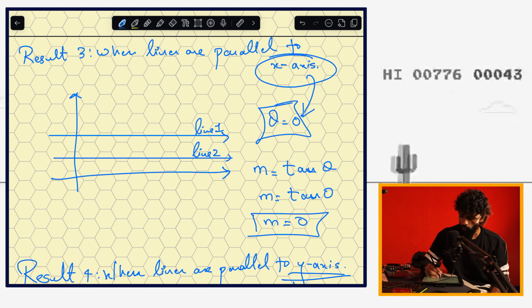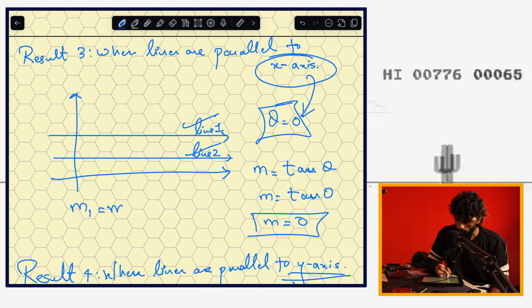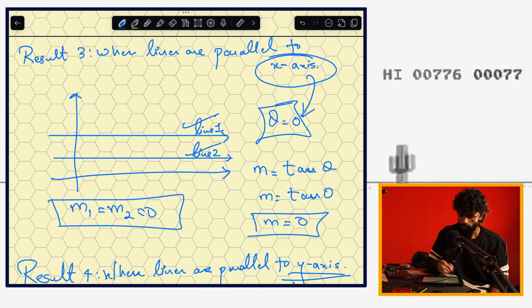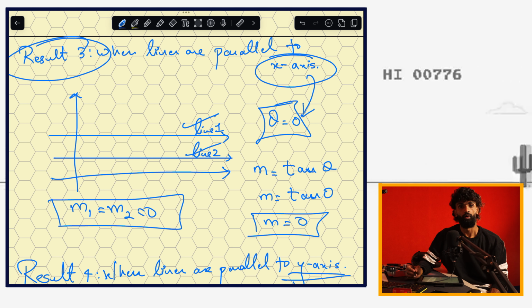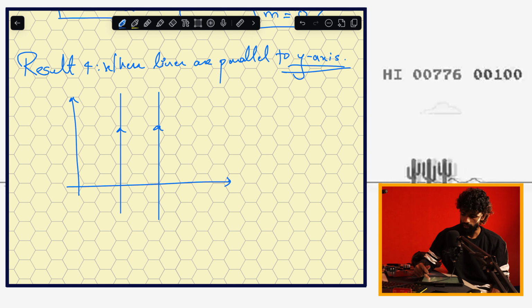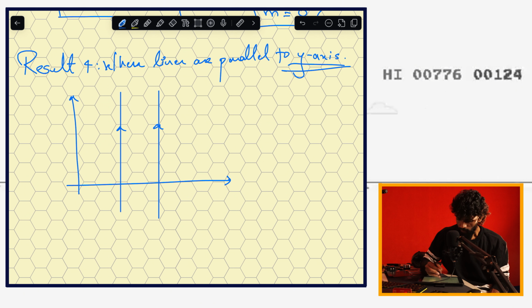Now if you ask me, what about line 1 or line 2? Both of them are parallel, no? So in simple language, m1 equals m2 equals 0. That's my third special result. Now where will this be asked? Most probably in MCQs. So the final result says when lines are parallel to the y-axis.